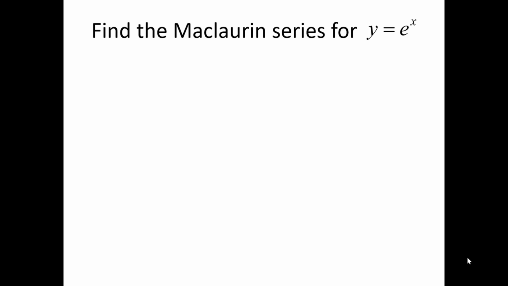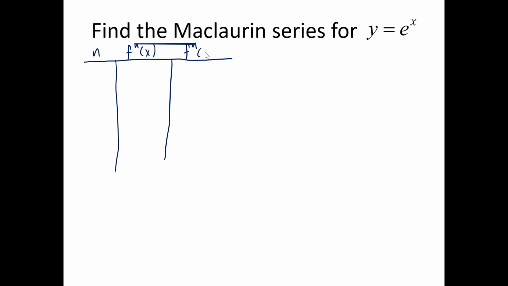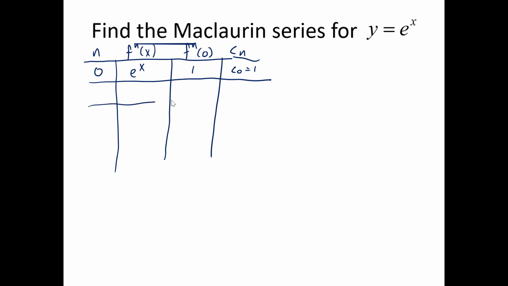So find the Maclaurin series for y equals e to the x. Again, Maclaurin series, we have n, f^(n)(x), f^(n)(0), and then c_n. When n is 0, that's your original function, e to the x. When you plug in 0, you get 1, and so c_0 is 1. When n is 1, the first derivative is e to the x. Then your first derivative evaluated at 0 is still 1, and so c_1 is 1.